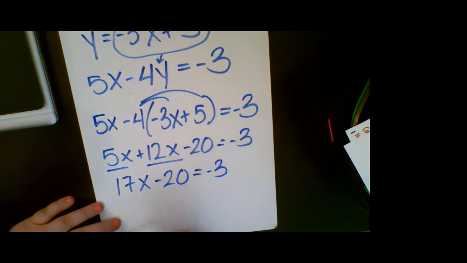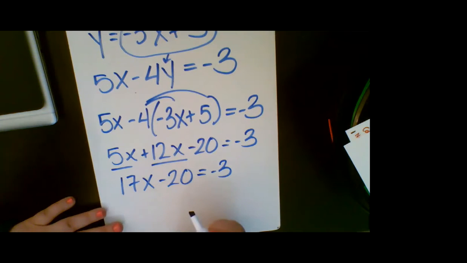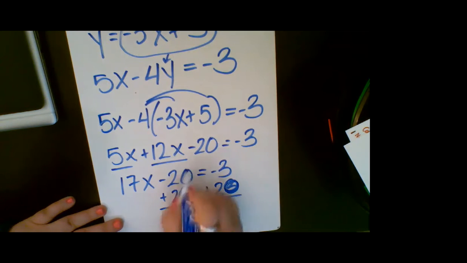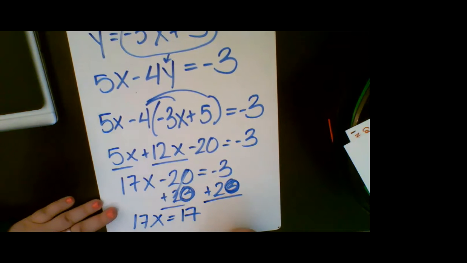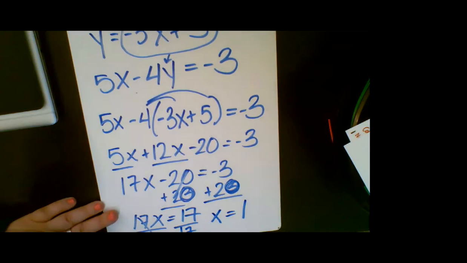Minus 20 equals 3. Add 20 on both sides. 20 plus 0 is 20... so 17x equals 17. So what's x equal? 1. Good.